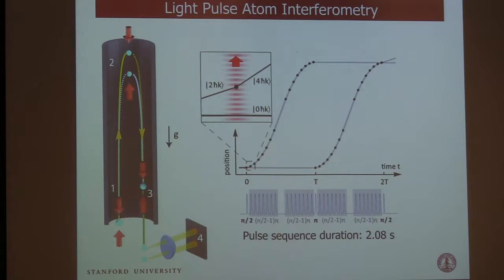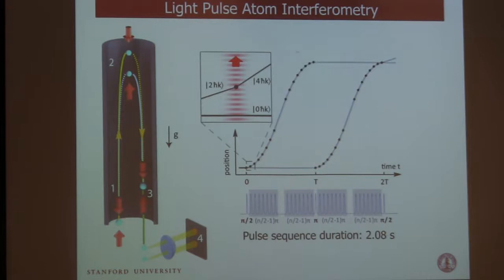And so our strategy, here's a CAD representation of the tower. We started off with all those details I just told you about. Now the atoms are flying up and down the tube. Let's talk about how we're going to split them up and redirect them and recombine.